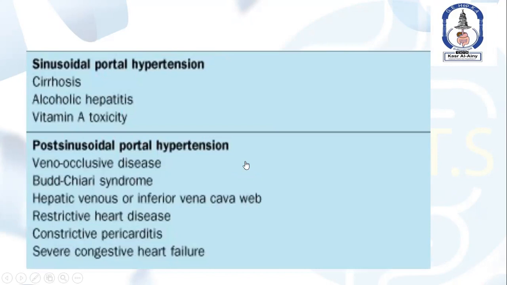Sinusoidal causes include cirrhosis, alcoholic hepatitis, and vitamin A toxicity. The post-sinusoidal causes are vascular disorders like veno-occlusive disease, Budd-Chiari syndrome, hepatic venous or inferior vena cava web, restrictive heart disease, constrictive pericarditis, and severe congestive heart failure.